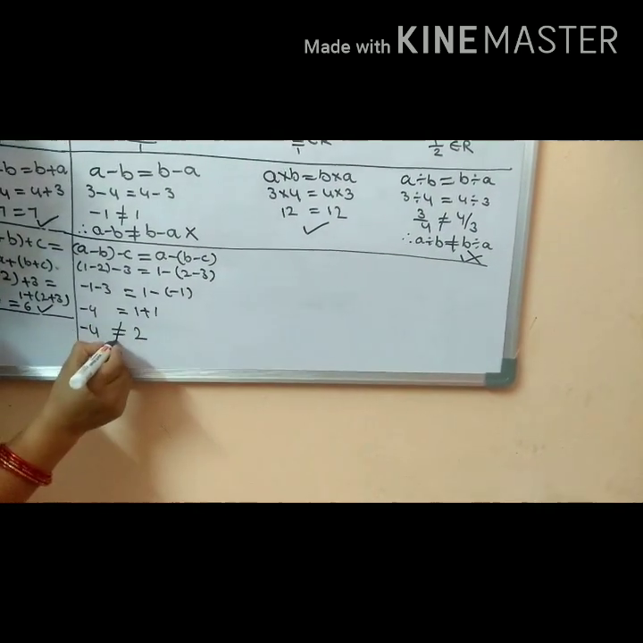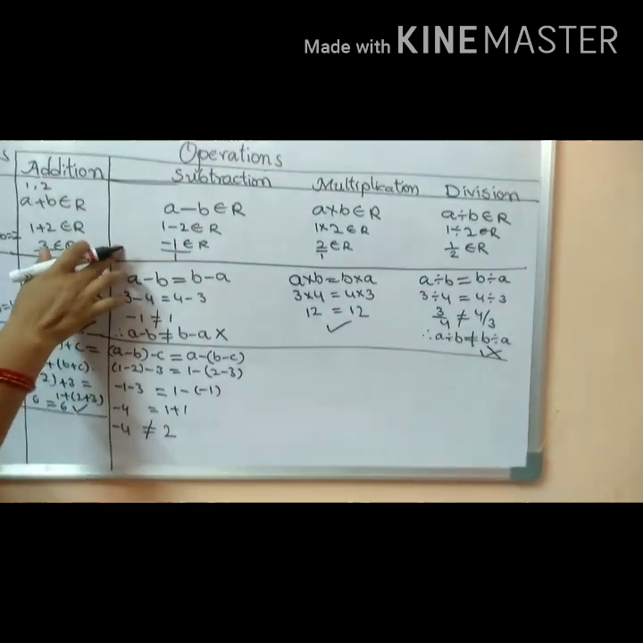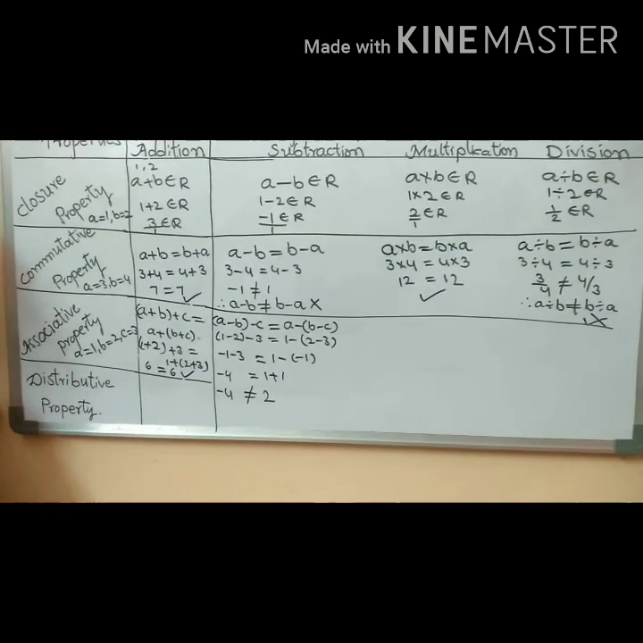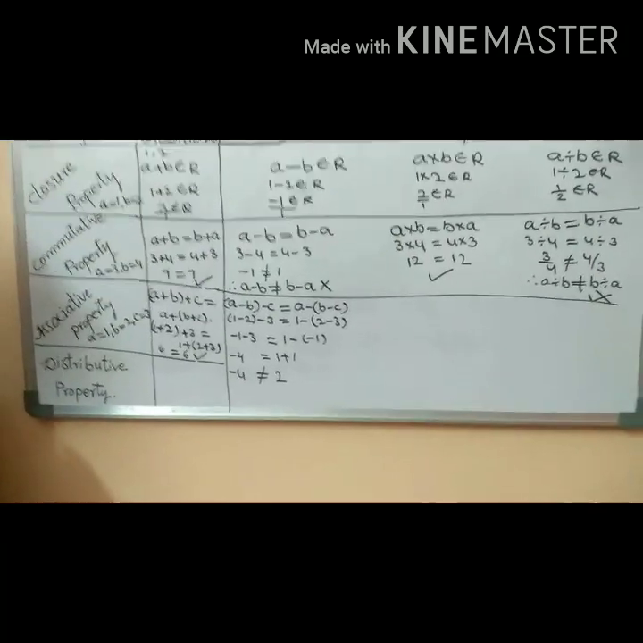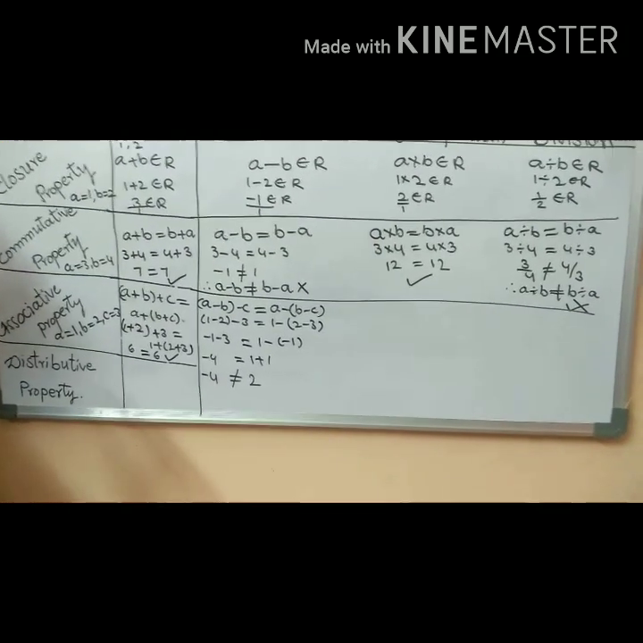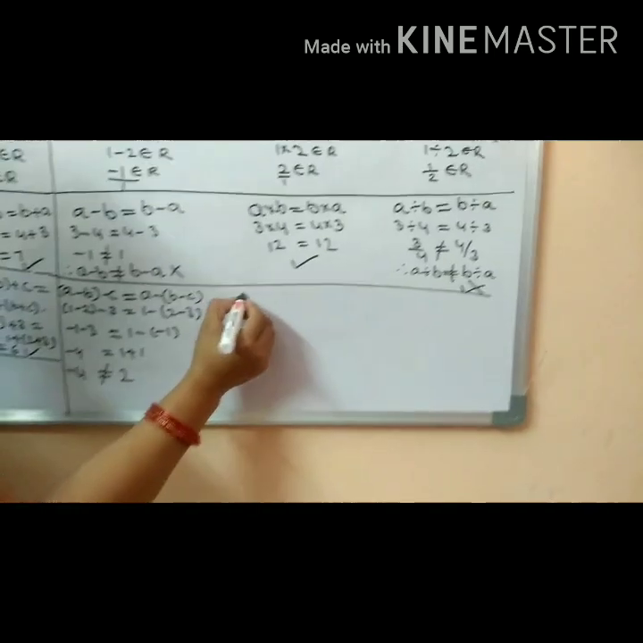So it is not possible. The operation of subtraction is not possible under the associative property. Did you understand? In this case, the associative property is not possible for the subtraction operation. Next one is the multiplication property.